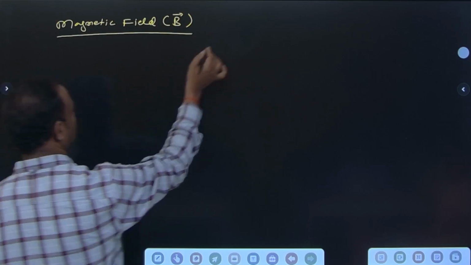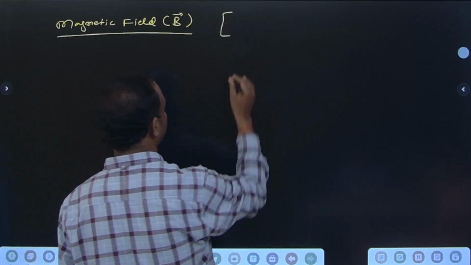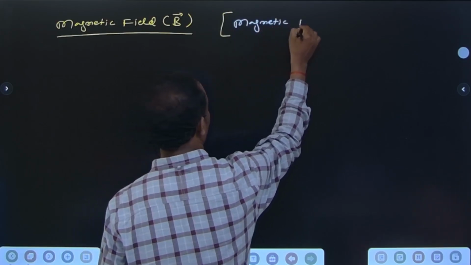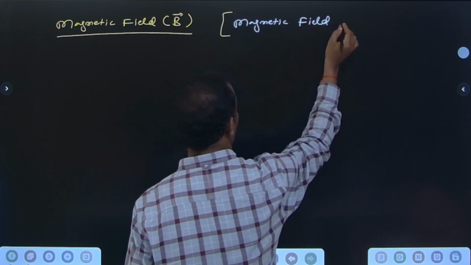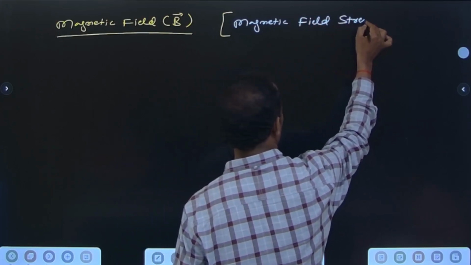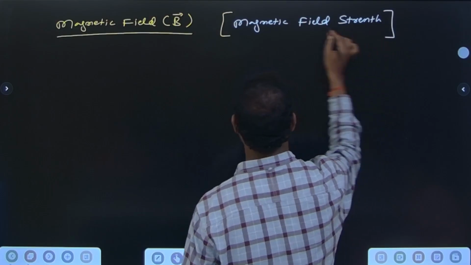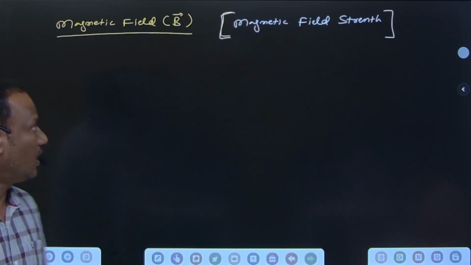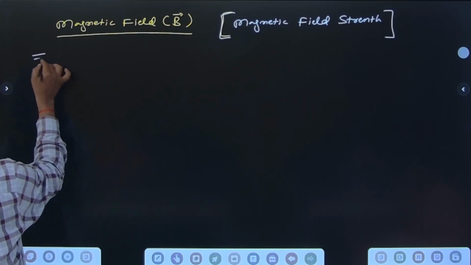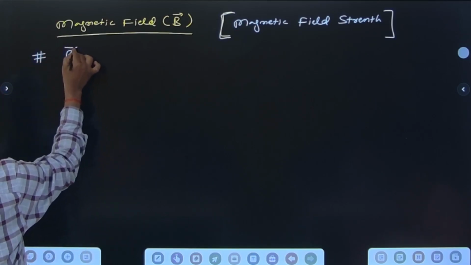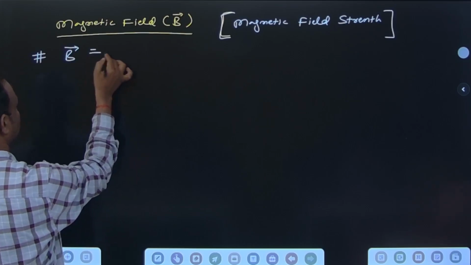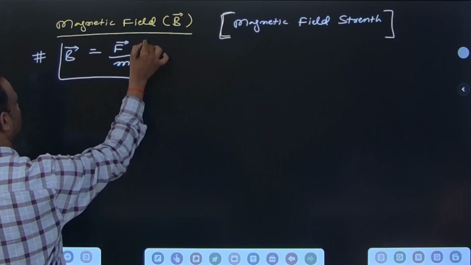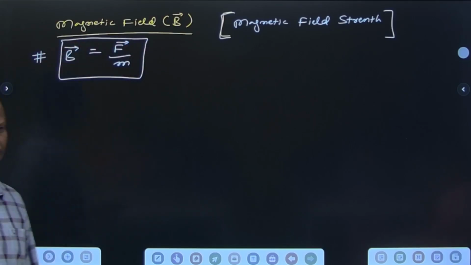So this is also called what? Magnetic field strength. Magnetic field or magnetic field strength. How do you define this magnetic field strength? B bar is equal to F bar by M. Be careful on this.